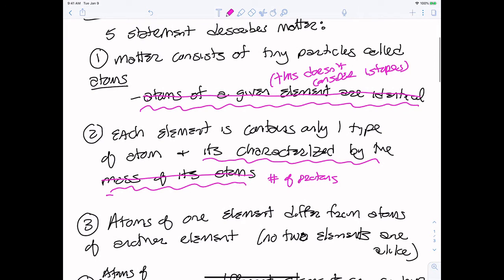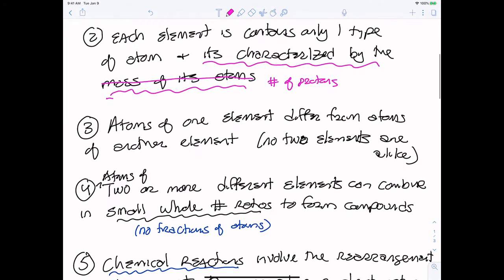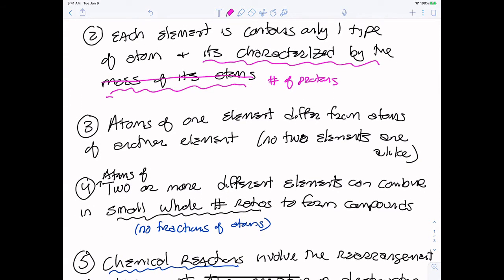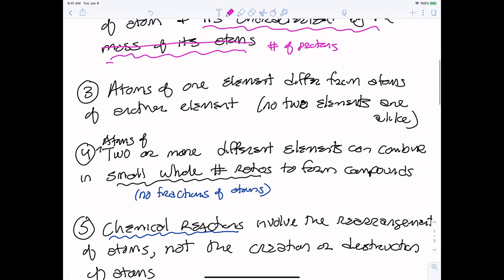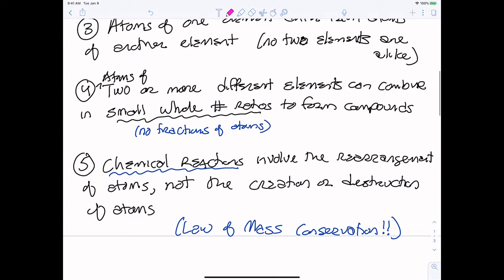But matter does consist of tiny particles called atoms. Atoms of a given element are very similar. They have the same number of protons in their nucleus. Each element contains one type of atom, characterized by the number of protons. Atoms of one element are different from atoms of another, true. Atoms of two or more elements combine in small whole number ratios, so no fractions of atoms, to form compounds. And then when we have a chemical reaction, we're just rearranging how the atoms that we already have are connected. We're not creating them or destroying them. In effect, we're going to conserve mass.